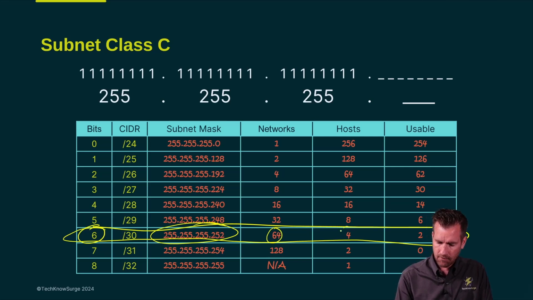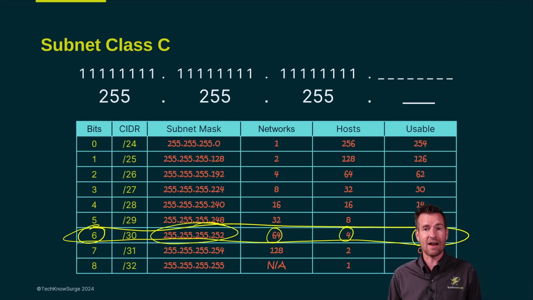It would give us 4 hosts per network and 2 usable hosts, because we have one for the network and one for the broadcast address. So by the time you remove the network and broadcast addresses, you only have 2 assignable addresses. So this is what we'd use for our WAN links.